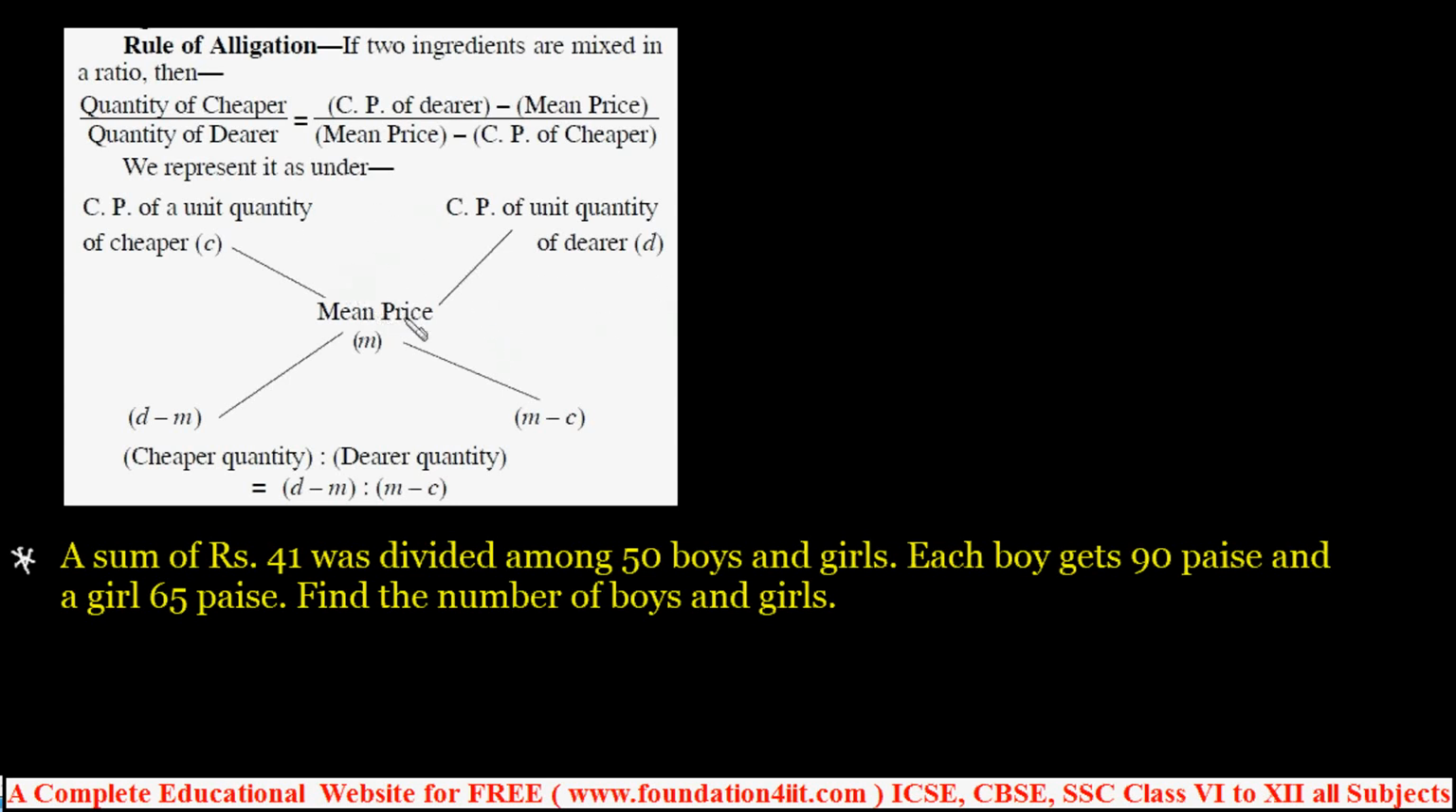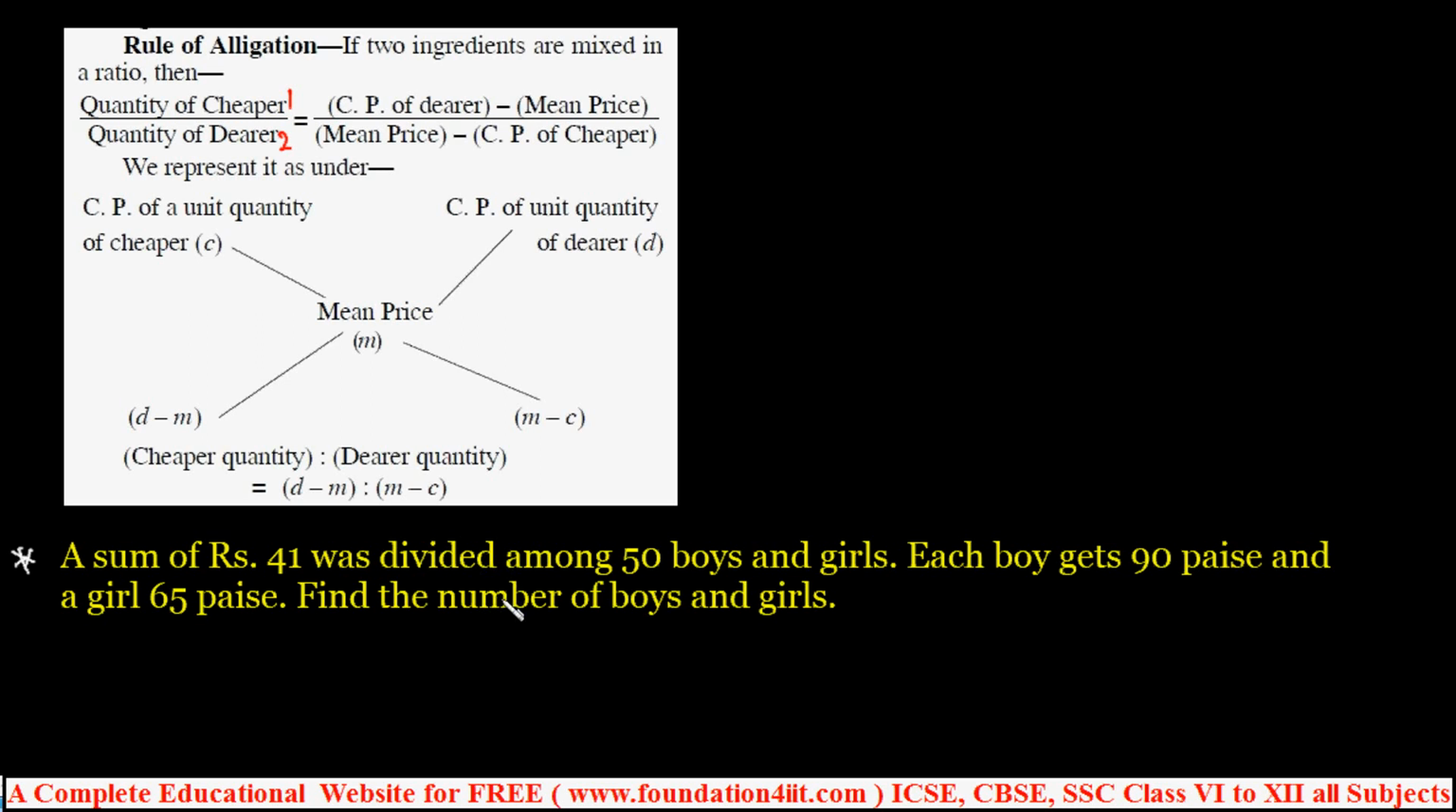The rule is the average should be at the center. That means the quantity of the cheaper by the quantity of the dearer, or quantity of the first and second quantity, the ratio is cost price of the dearer minus mean price by mean price minus cost price of the cheaper. Or else we can represent it like this, with the mean price at the center.